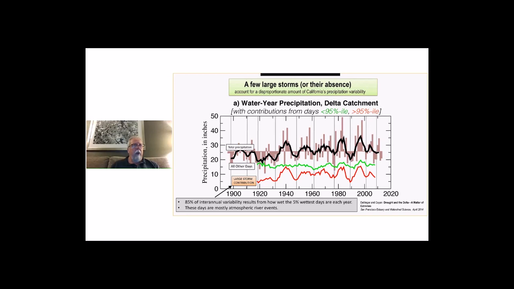In short, if we don't get enough ARs in a given year, we end up drier than normal. If we get too many, wetter than normal. Of course, we have to factor in the strength a little bit, but a lot of it has to do with count.